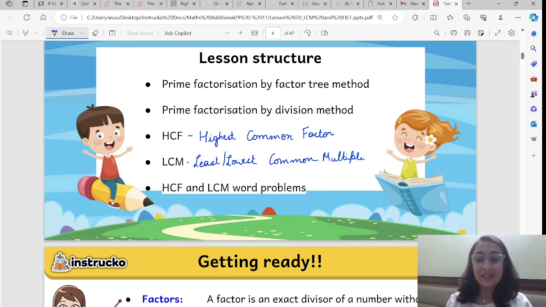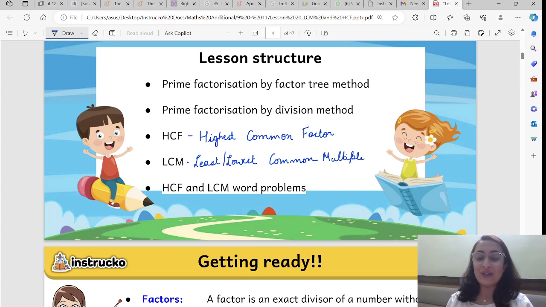In today's class, we will learn more about LCM and HCF. Now, I am very sure all of you have heard these terms, LCM and HCF. But what does it exactly mean? What is it in relation to numbers? That is what we will see in detail today.